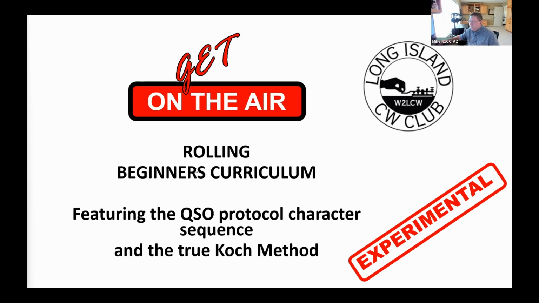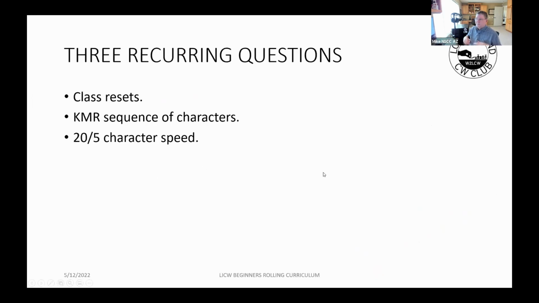All right. So this whole project started as a result of three recurring questions. The first being that of class resets. We've always told students they can start whenever they like, but there's ongoing discussion as to whether or not students would actually be better off to start at the reset. The second question had to do with the origins of the sequence of characters that we've been using, commonly referred to as the Koch sequence of characters. And the third question had to do with character speed and a large amount of Farnsworth that we have been using, and whether or not that was optimum for initial learning of CW.